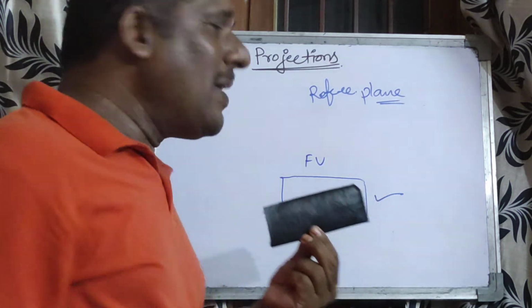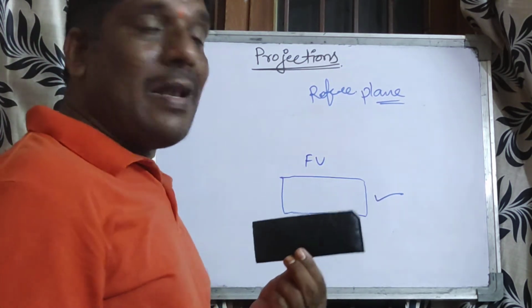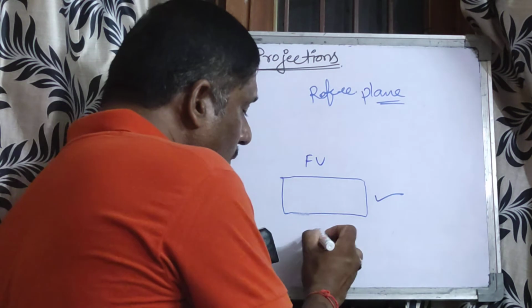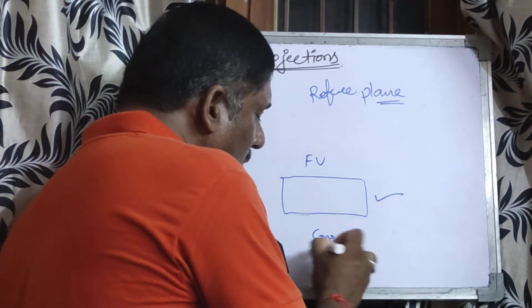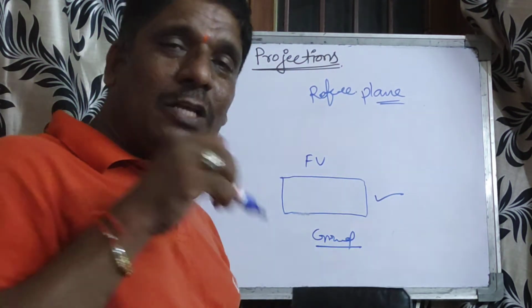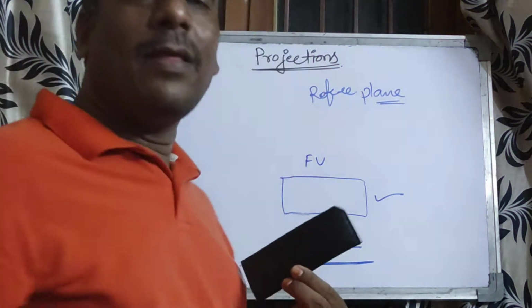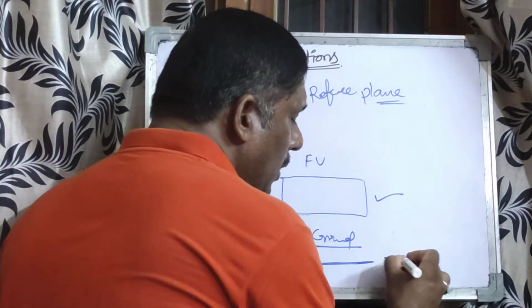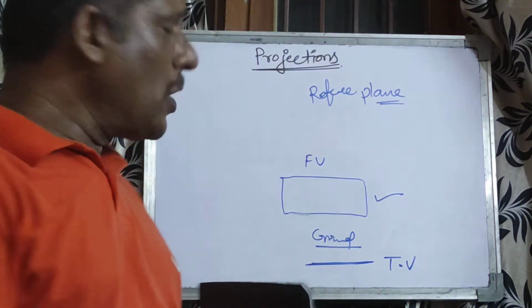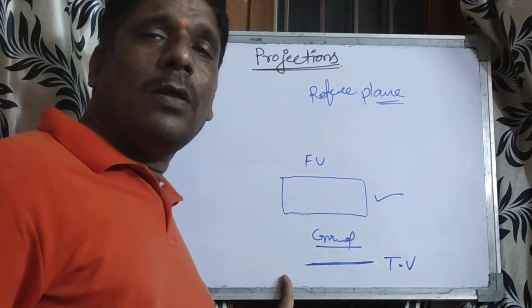So technically we can say it falls on the ground. So on the ground, what is falling? The line is falling. But what is the line? It is the top view. So the front view is over, the top view is over.